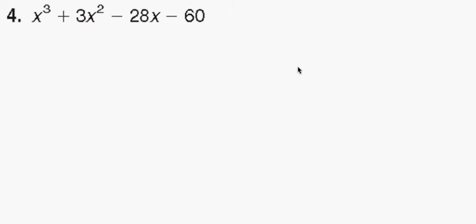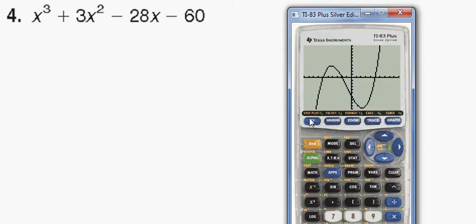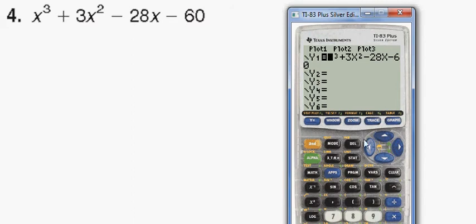Okay, with problem number 4, what we're looking at here is I tried to factor by grouping and was unsuccessful in doing that. And rather than using the rational root theorem, which would do a whole lot of test cases, let's just cut to the chase and graph this thing. So what I'm going to propose we do is we come here to y equals, and we type in x cubed plus 3x squared minus 28x minus 60.